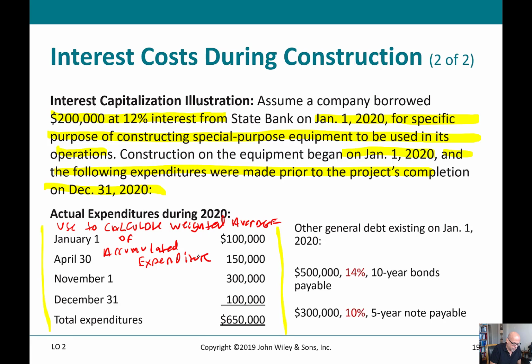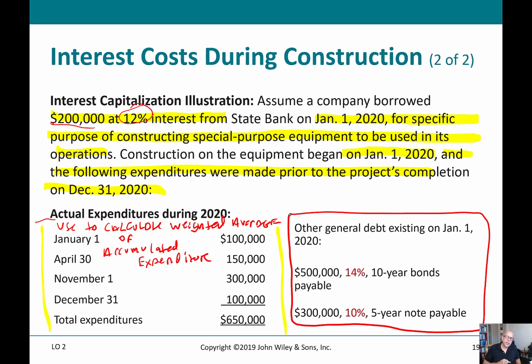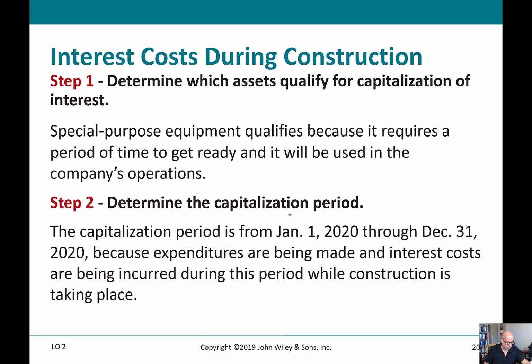Okay, good. That's the information we're going to use for that. Now we know we have the 12%. What happens if the weighted average of accumulated expenditures is more than 200,000? Then we're going to have to calculate an interest rate associated with all other borrowing of the company, and we'll use that interest rate to apply to amounts in excess of the 200,000. We'll use it to figure out the amount of interest to capitalize on this project over and above the specific borrowing. Hang on, guys, don't panic. Let's start to take a look.